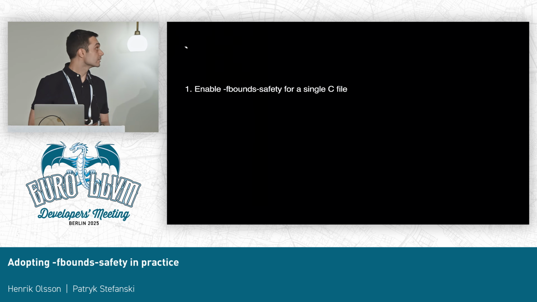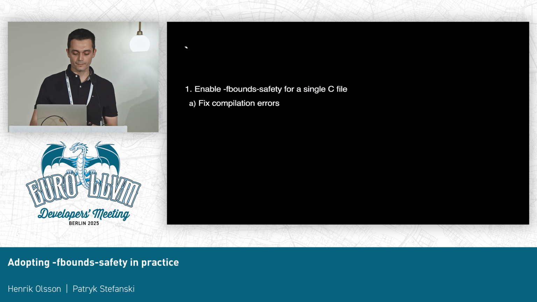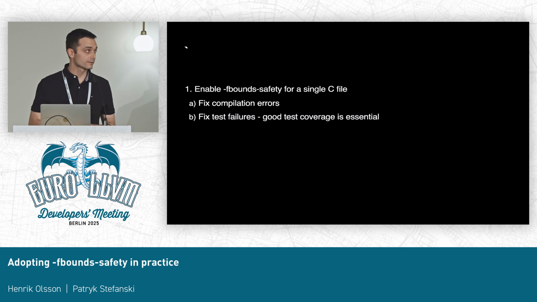fbounds-safety allows us to do adoption incrementally. Our recommendation is to enable fbounds-safety in a single file. Doing that will likely cause the compiler to emit a bunch of compilation errors and other diagnostics, and those diagnostics will guide you how to annotate the code. And when you fix the compilation errors, you should run the test to check if there are any runtime issues. And here, having good runtime test coverage is extremely important.